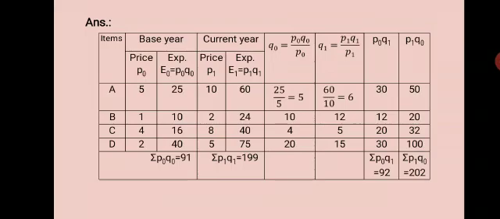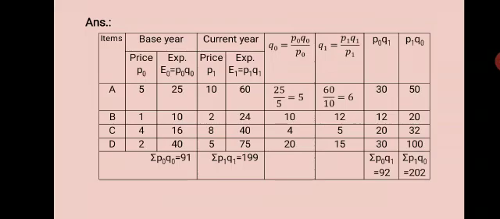Then we need to find P0 into Q1, that is base year price into Q1, that is current year quantity. That is 5 into 6, you will get 30. 1 into 12, you will get 12. 4 into 5, you will get 20. And 2 into 15, we will get 30.